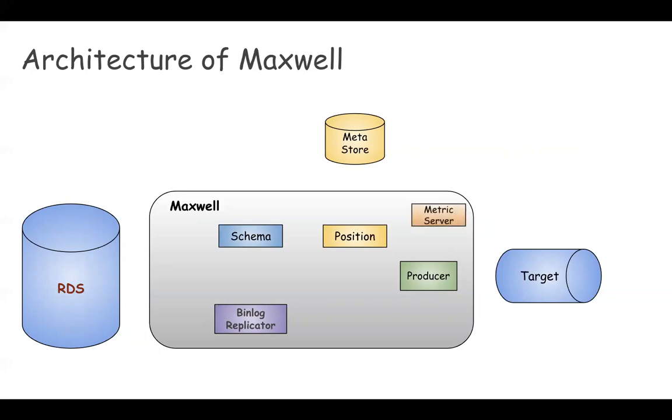There's a metrics server which exposes different operational metrics of Maxwell, like how many records have been processed, how many records have failed, what is the ingestion rate, what is the published time of the producer. These details are exposed by the metrics server.